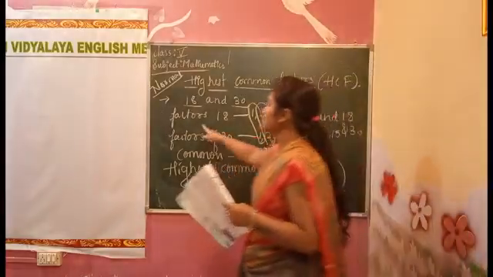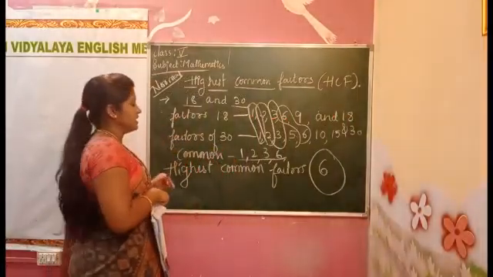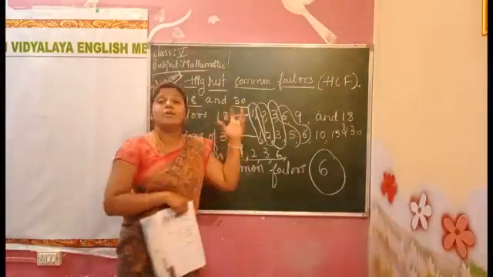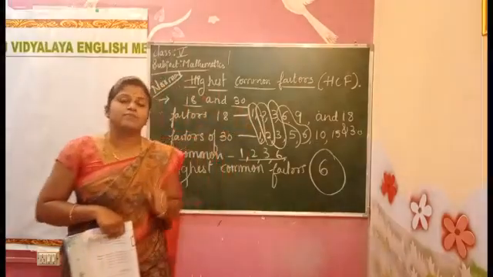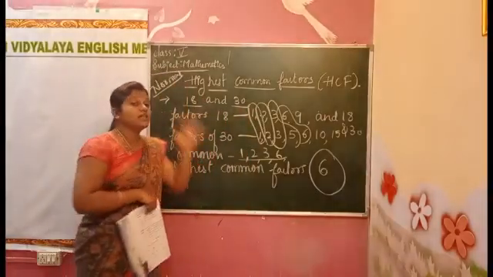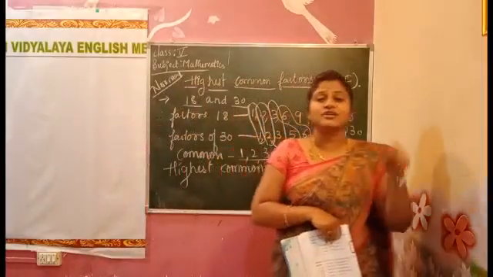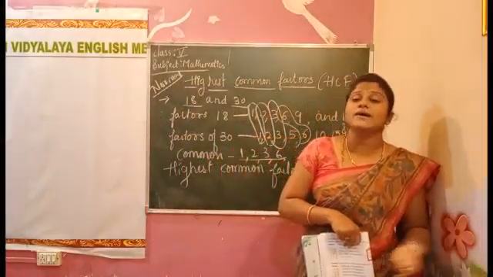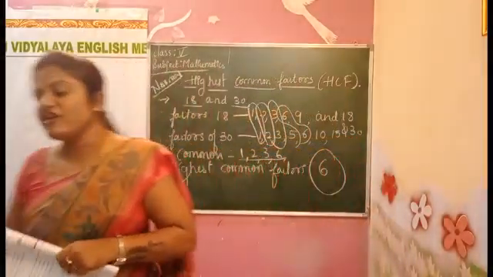We have to see first the factors of 18. After that we have to see the factors of 30. After doing all this, we have to take the common ones. Common means the number should be in both; we have to select such numbers and write them in one place. After writing, we have to take the highest number among them. Which is the highest, we have to take that. That will be our HCF, our highest common factor.